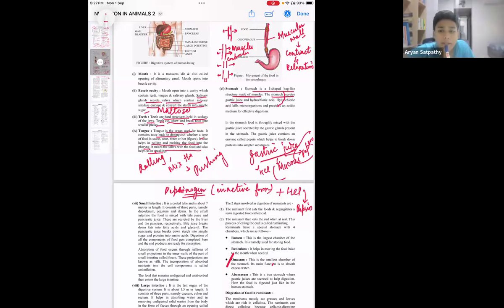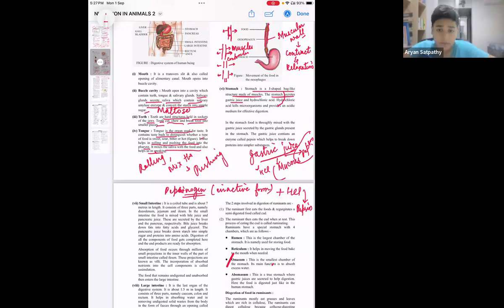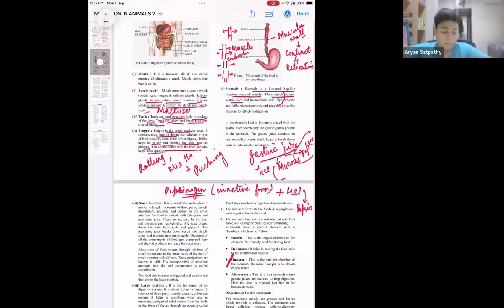So ma'am, basically, the esophagus is a muscular wall, nothing else. Yes, the esophagus is a muscle. It is a muscular wall made up of muscles. That is why it is able to contract and relax. Oh, okay. So ma'am, just one last doubt, ma'am.